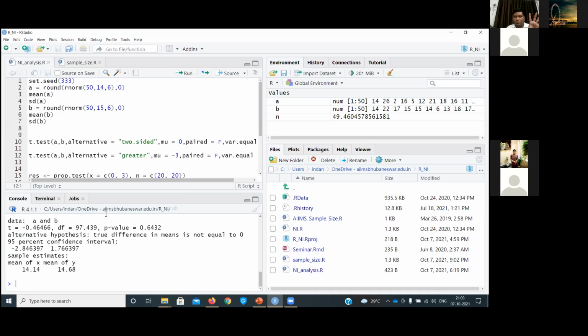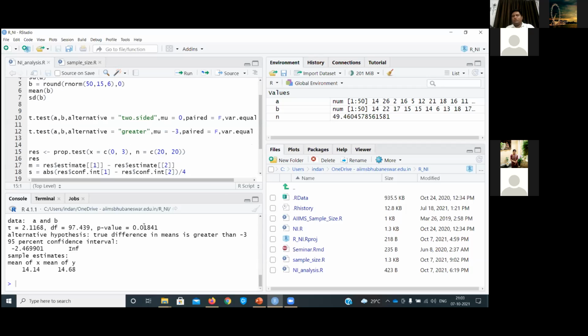Now if we analyze the results from the non-inferiority analysis, you can see that instead of two-sided, I've used the greater command, and instead of mu equals to 0, I've used mu equals to -3. I'm not going to explain the other parts, it's not relevant to this discussion right now. Now I'll run this. Here you can see that the p value is significant. That means for the non-inferiority study, we are accepting the alternate hypothesis.